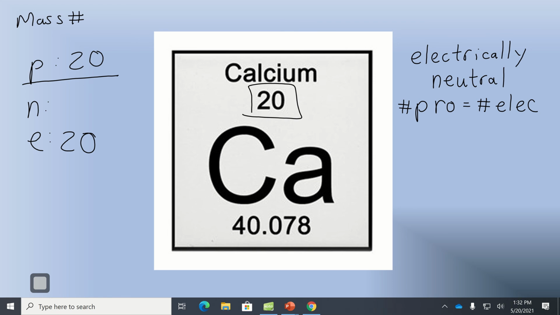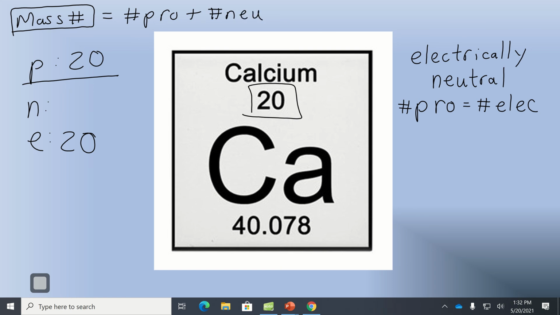The thing is, how do I figure out neutrons? I have to give you another piece of information. This is what's missing on the periodic table. Okay? You do not have what's called the mass number, which is equal to the number of protons plus the number of neutrons.